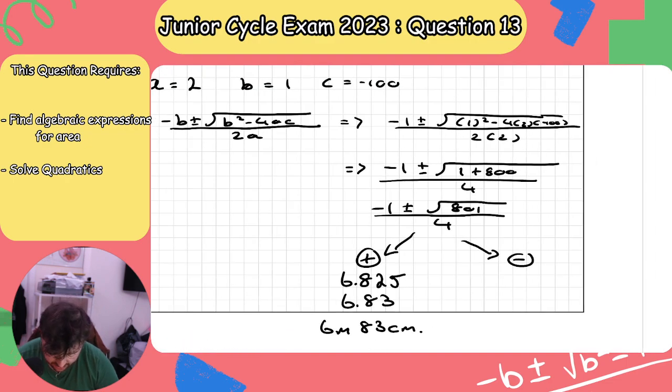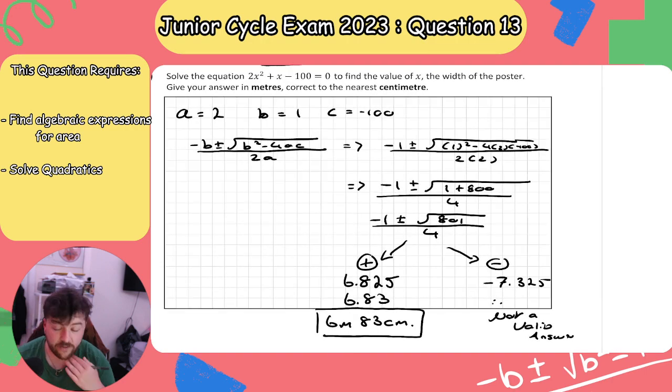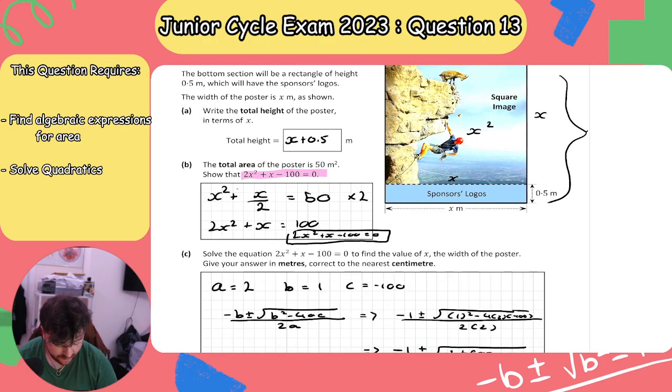And then when the sign's negative, the answer is minus 7.325. But the problem is, I can't have negative length, right? This Mr. CEO man isn't going up and saying, I want a poster minus 7 meters tall. That makes no sense. So, therefore, not a valid answer for the second one. So my answer here for the width is 6 meters and 83 centimeters. And that should be our final answer there.